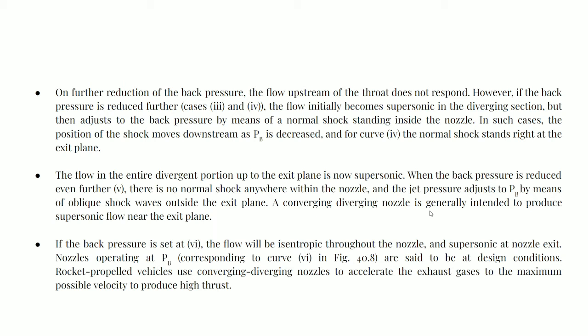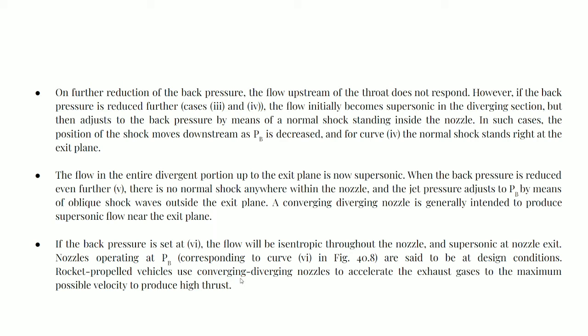A convergent divergent nozzle is generally intended to produce supersonic flow near the exit plane. So for supersonic flow, a CD nozzle is a must. For subsonic flow, the converging section increases the Mach number up to 1, and if we don't attach the divergent section, the flow will again come to the subsonic region after reaching Mach 1 due to shock waves or some other reasons. So the divergent section is attached to the convergent section, and if the back pressure is set at curve 6, the flow will be isentropic throughout the nozzle and supersonic at the nozzle exit. A nozzle operating at PB corresponding to curve 6 in the figure is said to be at design conditions.